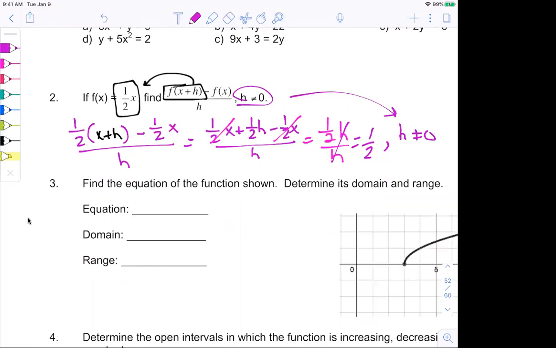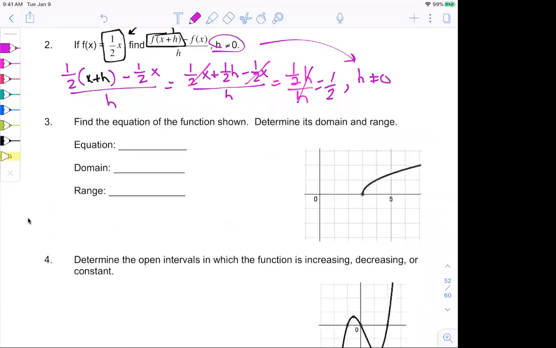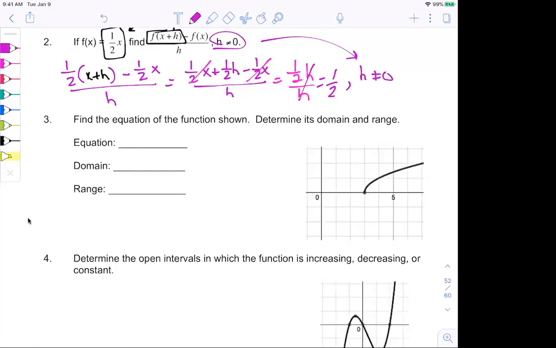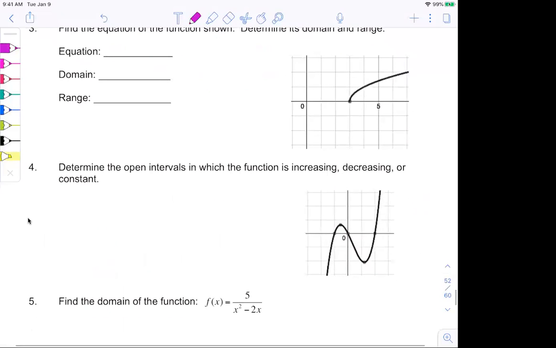Number 3 wants you to find the equation. We talked about writing equations of graphs. So write the equation first, and then you have the graph drawn for you. So find the domain and the range of the graph. And then number 4 wants you to get the intervals of increasing, decreasing, or constant. So where are they increasing, decreasing, or constant? This doesn't give you an equation to work with. So you're going to have to use your best estimation of getting those max and min values.